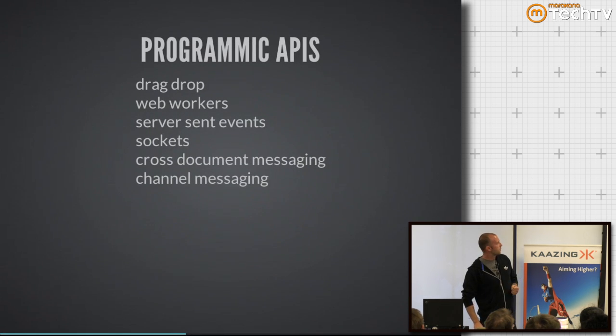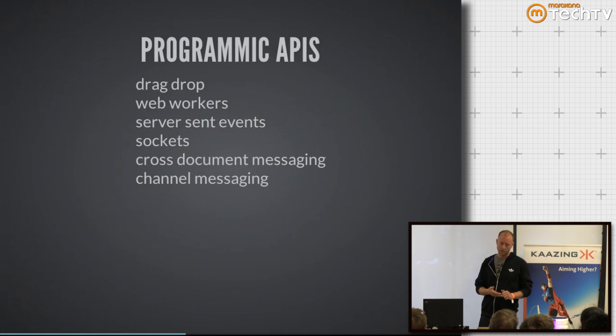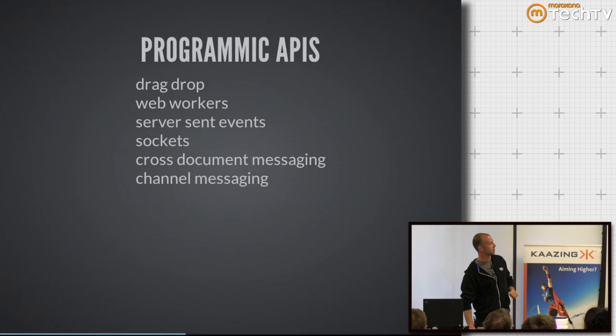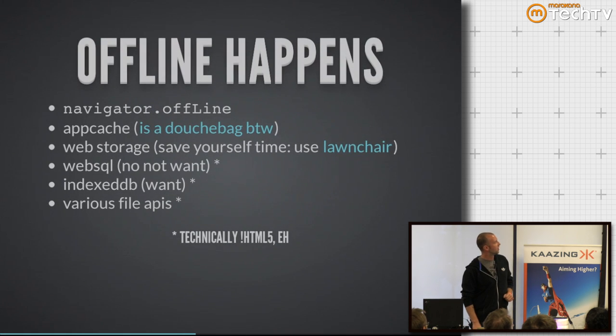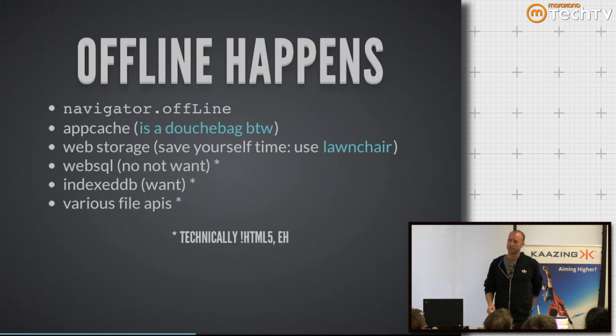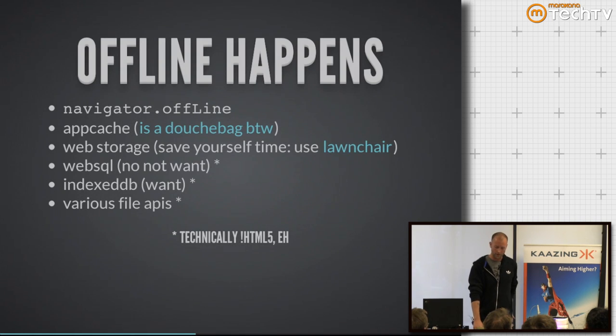There's a bunch of programmatic APIs we can drag and drop. There's web workers, which give us a kind of analog to threading, server-sent events, sockets, cross-document messaging. You guys are probably familiar with this stuff. Offline happens, just like that. And we've got the Navigator Offline API, which I think is horrendous.